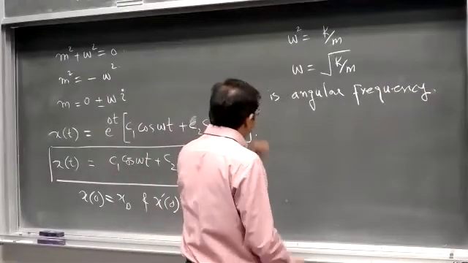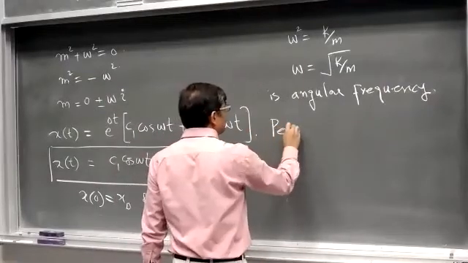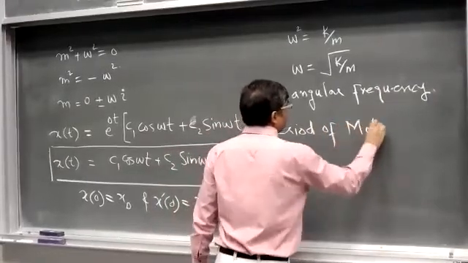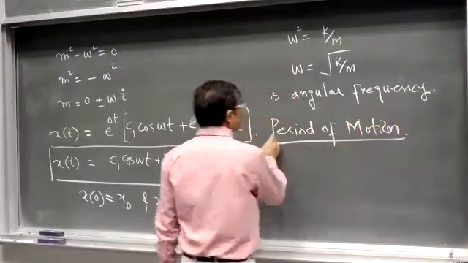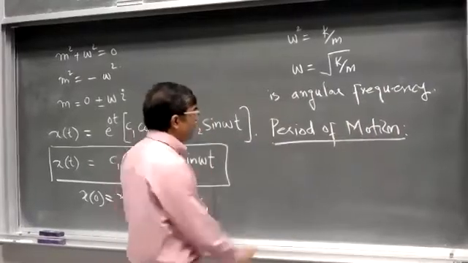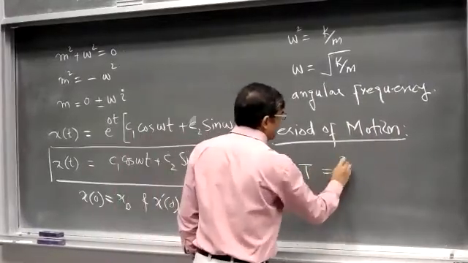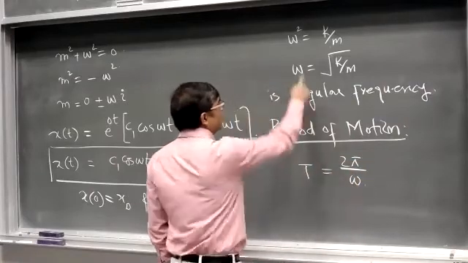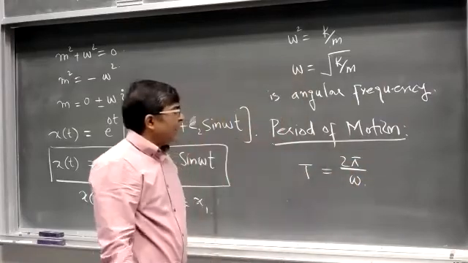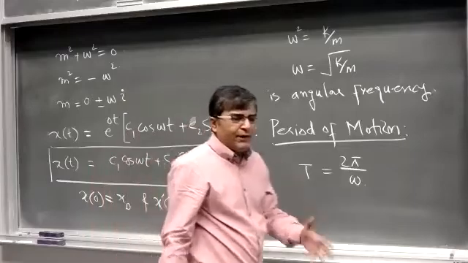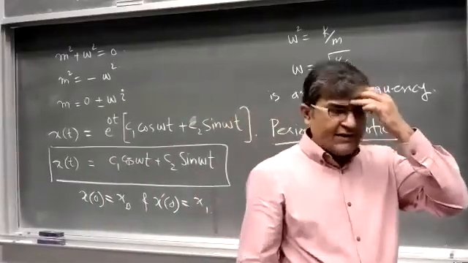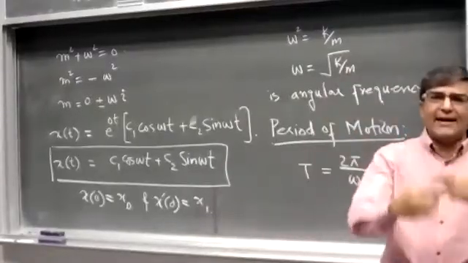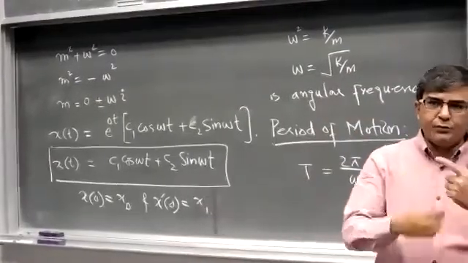What is period of the motion? There are certain things you need to know. Period of the motion is denoted by T, and it is 2 pi by omega, where omega is this thing. And what is this period of motion? Period of motion is the time in which that mass completes one cycle of the motion.